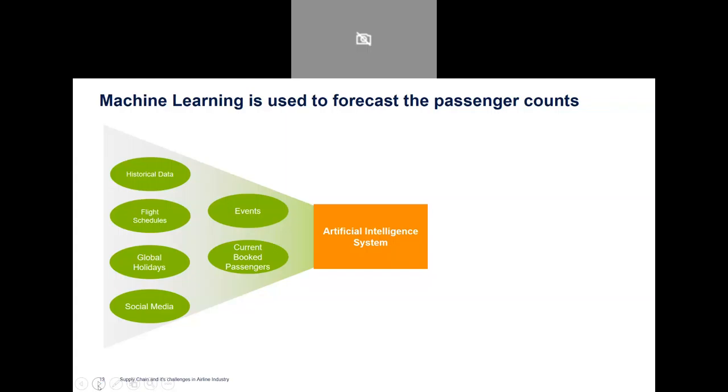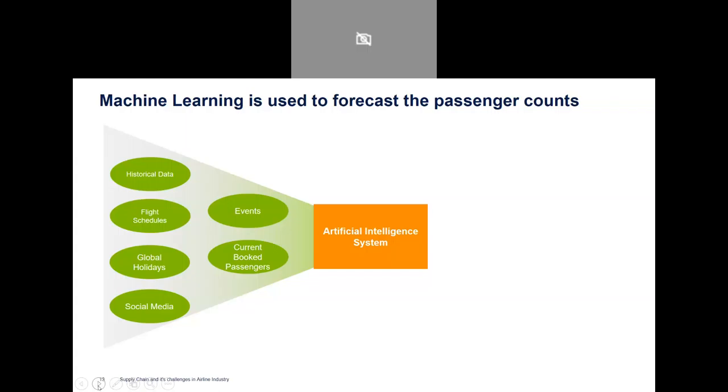When is this flight flying? Is it a daily flight or a weekly flight from Chennai? Or is there a global holiday? If there is a holiday in Chennai, then Indians who are here in Germany would be traveling to Chennai, so of course the passenger count is expected to be high. Same with events. If there is a car fair happening in Frankfurt, people from all over the world will be traveling to Frankfurt. So these external data are collected, all together with the booked passengers.